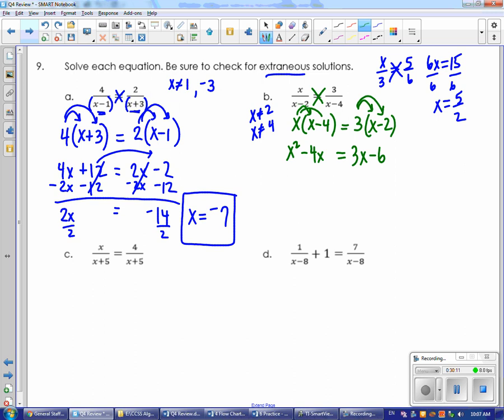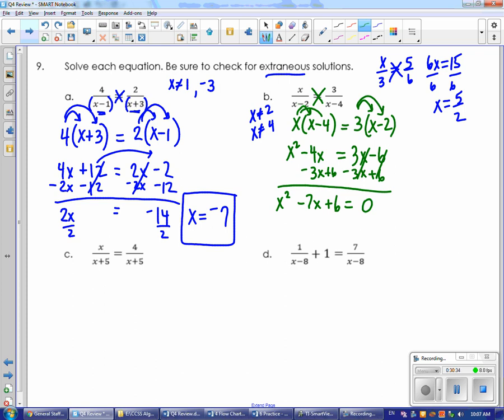So in this situation, I want to group everything on one side so that I have 0 on the other. So I'm going to be subtracting 3x from both sides. And I also want to add the 6. Okay, so when I simplify, I'm going to have x squared minus 7x plus 6, and on the other side, everything cancels, so I'll have that 0. I'm left with a trinomial.